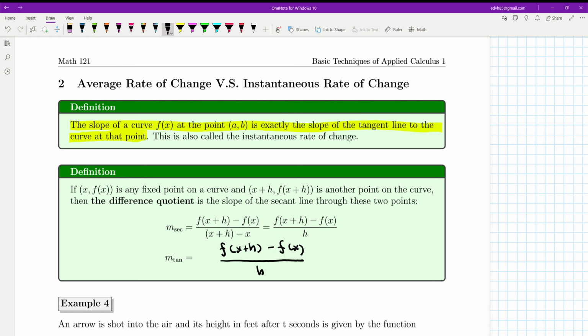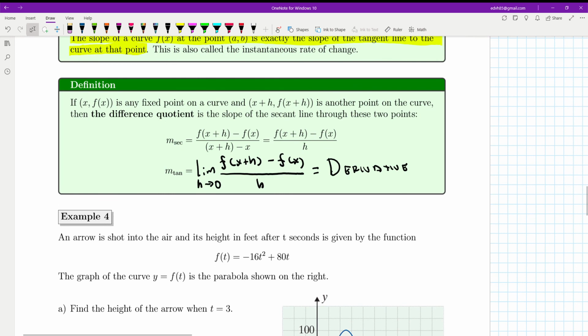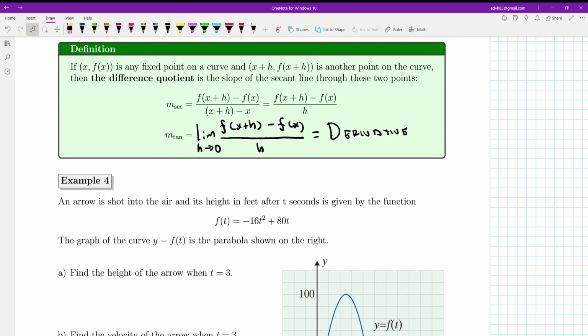So going back to our notes, yes, it's the same expression. However, in order to get the slope of the tangent, we have to have h approach 0, right? And that's the definition of the derivative. Now we have an expression in terms of a limit that helps us find the instantaneous rate of change.